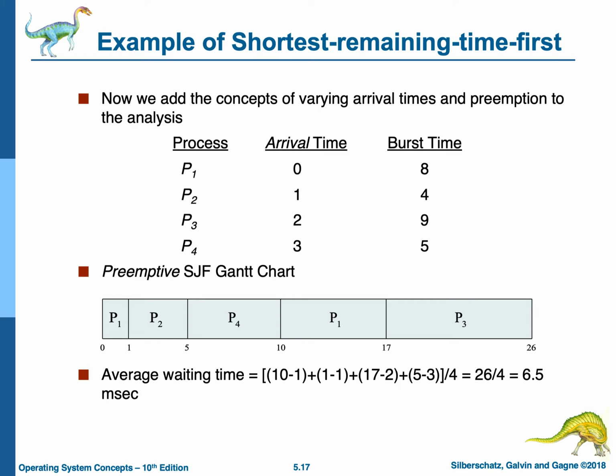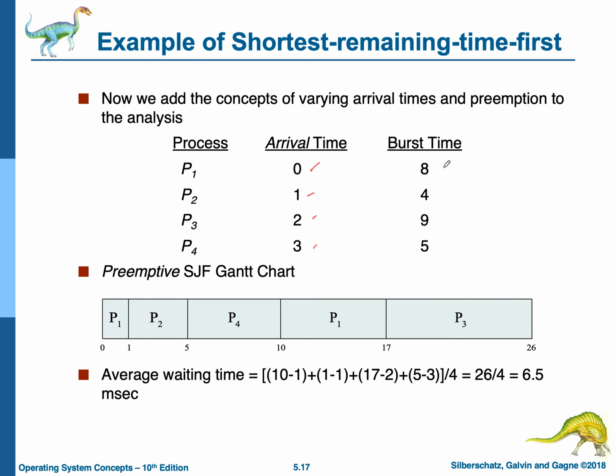For example, P1 arrived at time 0 and has a burst time of 1, and P2 arrived at time 1 and has a burst time of 4. Here, P1 has arrived at time 0, and P2, P3 and P4 arrived at 1, 2 and 3. These are the arrival times when the jobs arrived, and these are the burst times.